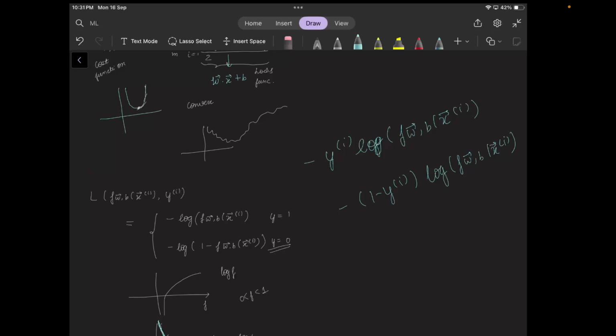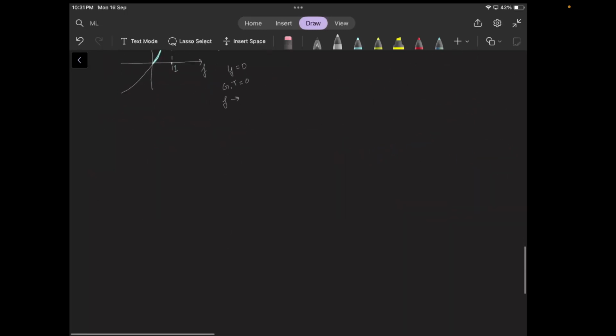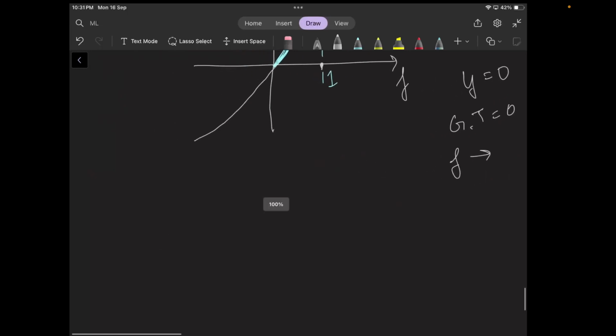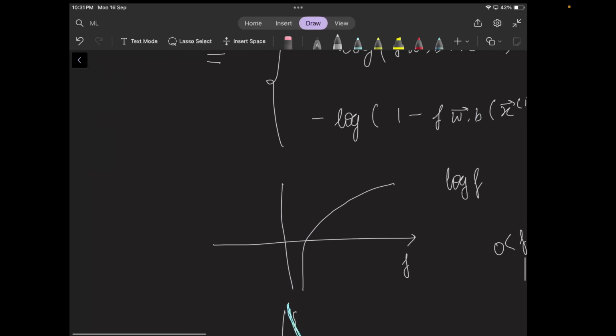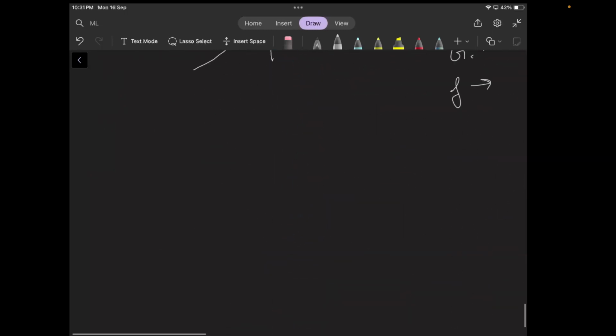Now in this case, if y is equal to 1, then this term would become 0. And when y is equal to 0, this term would become 0 and I would get only this term. So this is basically the same thing. We can just write it as a single expression. Okay. Now what would be the cost function?